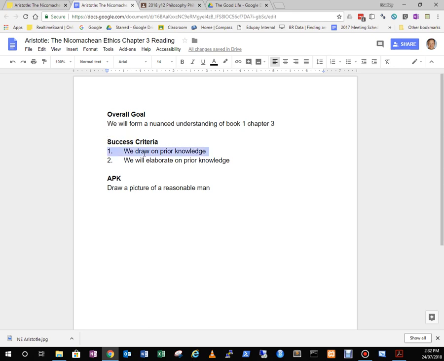The success criteria we need to achieve in order to get to the big goal is we need to draw on our prior knowledge from the summary we discussed beforehand, and we need to elaborate on our prior knowledge. We need to look at the extra detail, the extra meat to the arguments that's provided in the writing rather than the summary provided. So quickly write those down and score yourselves out of 4.